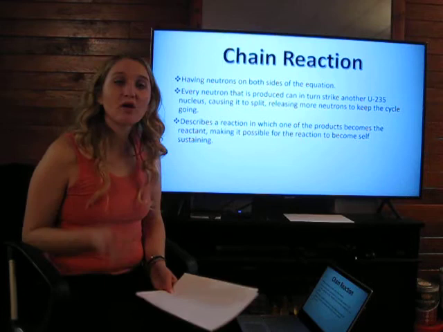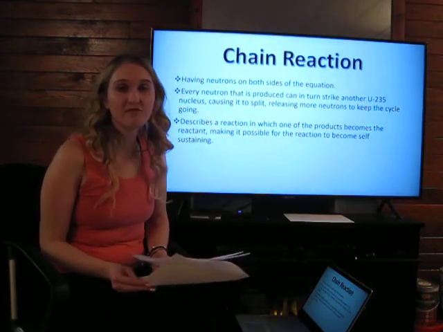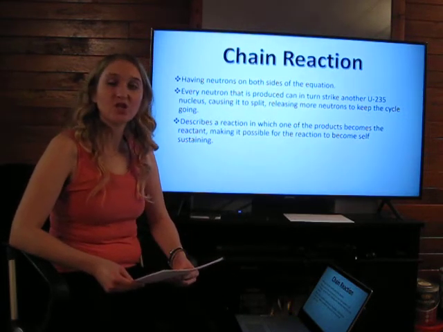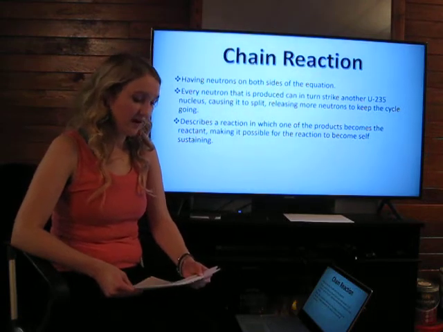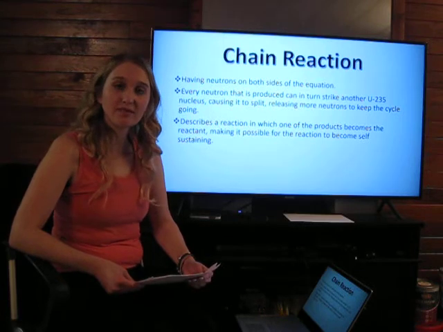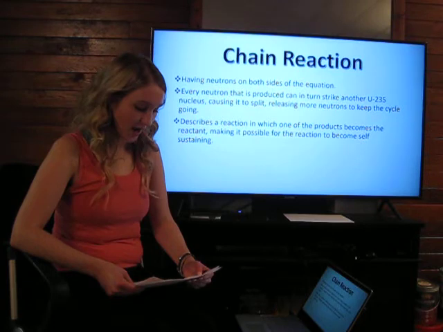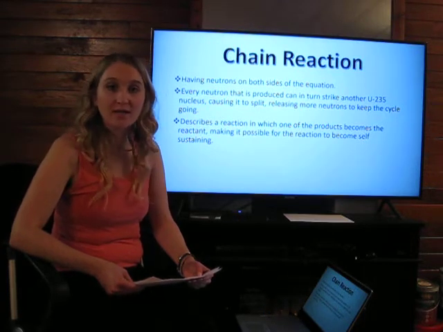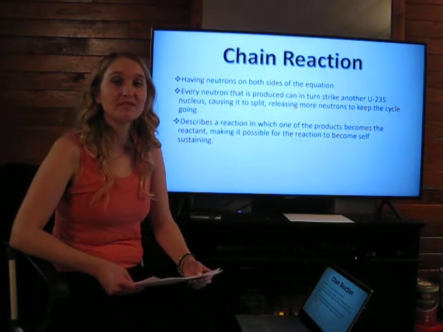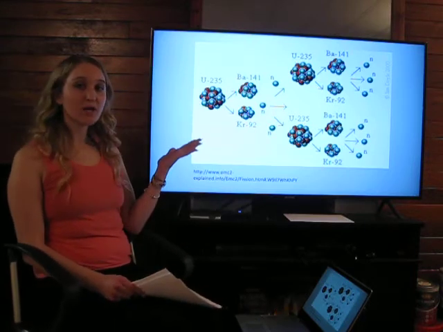Having neutrons on both sides of the nuclear equation is important for fission to continue. Every neutron that is produced can in turn strike another uranium-235 nucleus, causing it to split, releasing more neutrons to keep the cycle going. This is called a chain reaction, which is used to describe a reaction in which one of the products becomes the reactant, making it possible for the reaction to become self-sustaining. That is what a chain reaction is, and this is just a picture showing it.